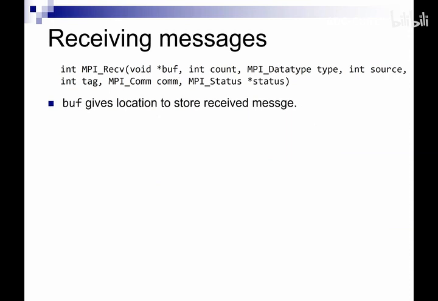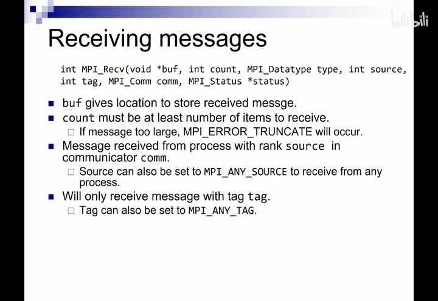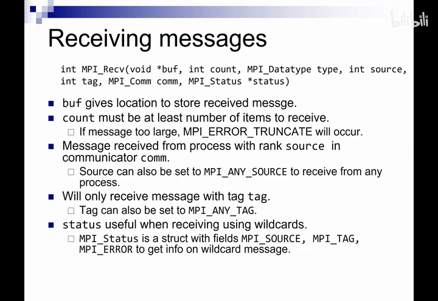So next, we talked about how to send messages. Next, we look at how to receive messages. Here, you're going to call the MPI receive function, and again, this has a number of arguments. This buffer is, again, a pointer to a memory location, and this is where you're going to store the data that you receive. So you have to pre-allocate this buffer to store the data.